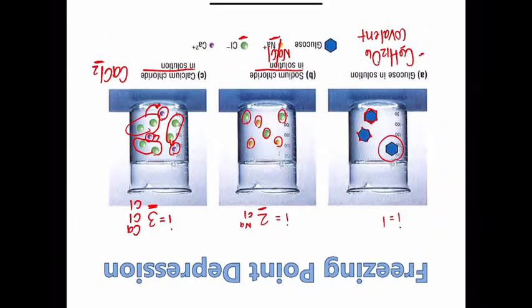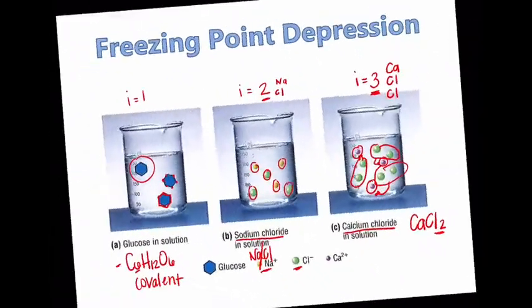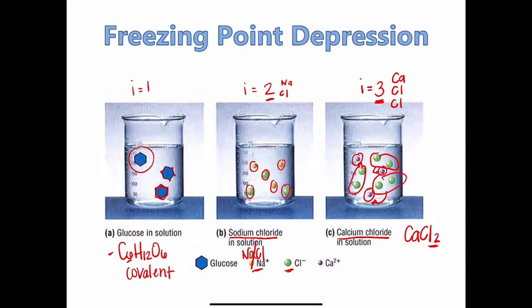So let me give you an example. Sorry, that flipped on you. If you add 1 mole of glucose to 1,000 grams or 1,000 milliliters of water, then the water will freeze at negative 1.86 degrees Celsius. That's the freezing point of water. So it dropped it down from 0 degrees Celsius to negative 1.86 degrees Celsius if you add 1 mole of glucose, okay?